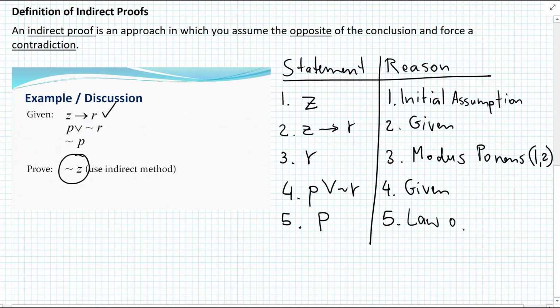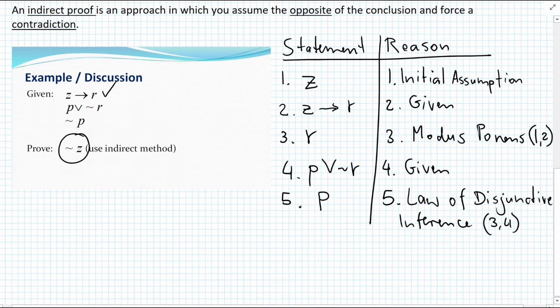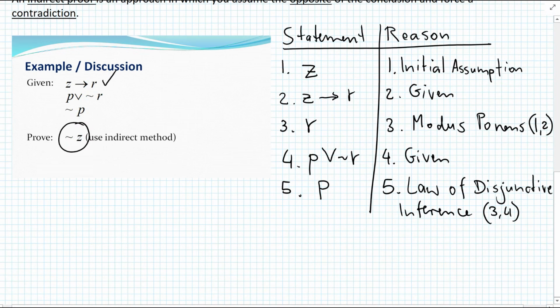Law of disjunctive inference. Okay, so here we're referring to step 3 and 4. Okay, very good. So now we have another given here. So the other given is not P, okay? So let's think about this. Let me actually write given here.